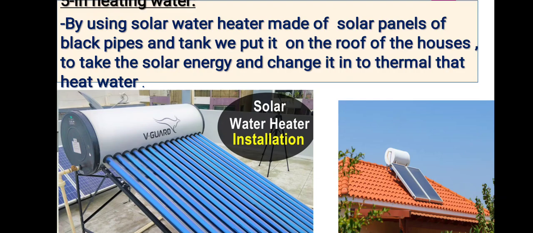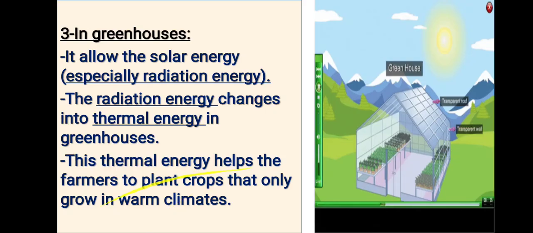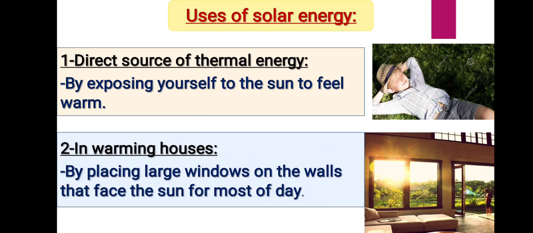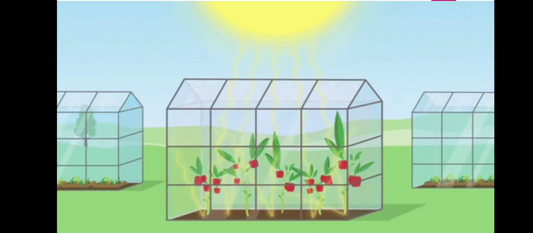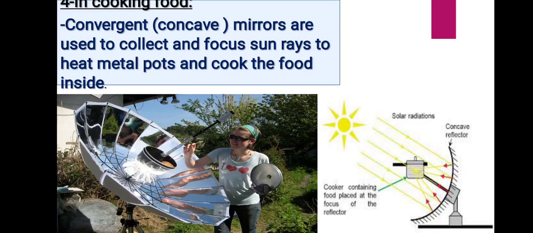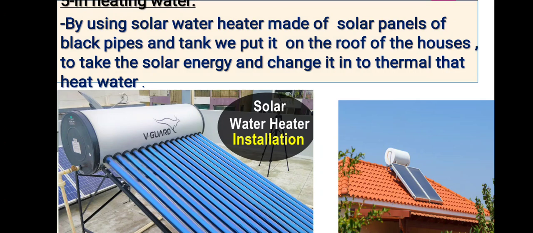Okay, so we can use the solar energy as a source of thermal energy in warming the house, in the greenhouse, in cooking the food, and finally in heating the water.